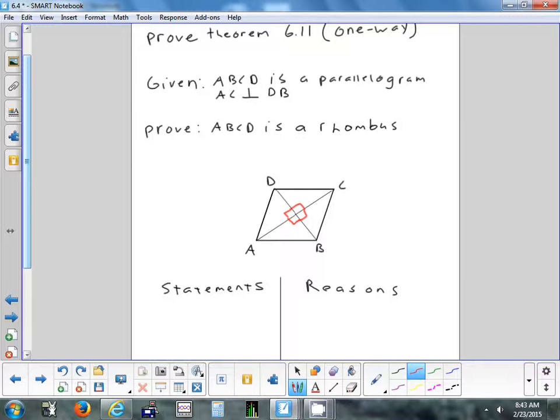Now, how about this fact? ABCD is a parallelogram. What could I mark there? That means that the opposite sides are parallel. Yep, we could mark that. Opposite sides are congruent. Let's mark that, because my goal, I'm trying to prove triangles are congruent here. Diagonals bisect. Yeah, let's mark the diagonals bisect. And let's see if that's enough information.